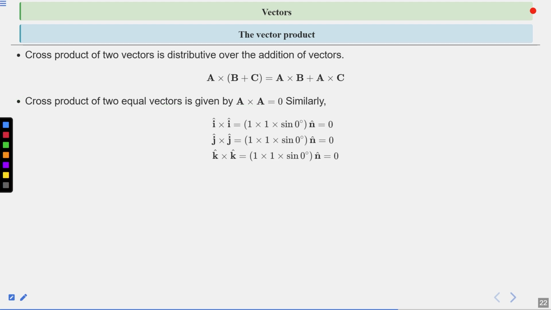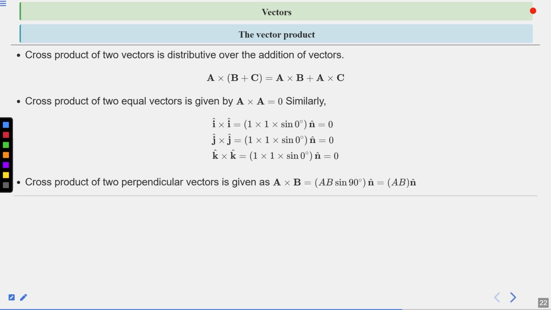we have another vectors, that is I cross I equal to 0, J cross J equal to 0, and K cross K equal to 0, because sine 0 degree is 0. Cross product of two perpendicular vectors, that is A cross B is equal to AB sine 90 degree, and sine 90 is 1, so it will be AB n cap.